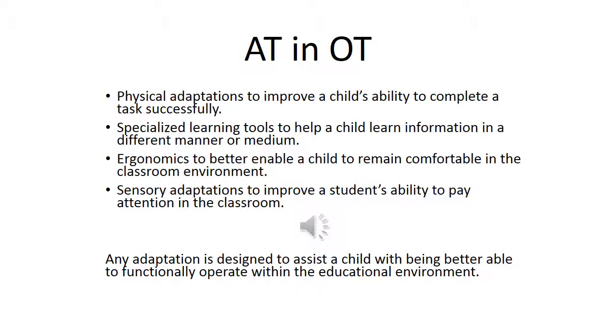Physical adaptations to improve a child's ability to complete a task successfully. This may include adapted pens or specialized grips for a child with low muscle tone, poor endurance, or a weak grasp to assist a child with holding a writing implement in a functional manner. Or it could come in the form of specialized seating devices for a child with poor core strength or atypical muscle tone throughout the torso.